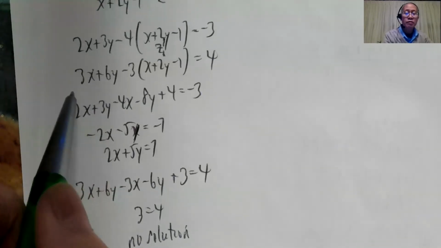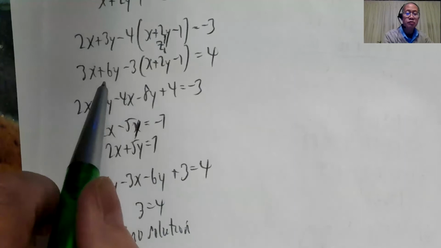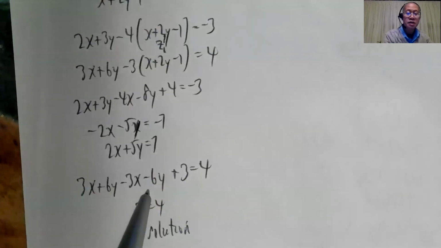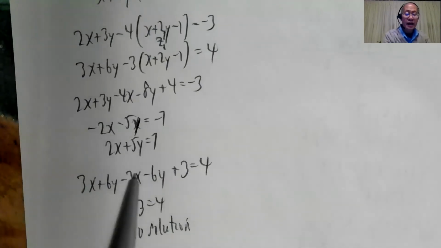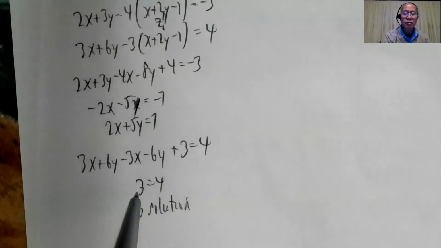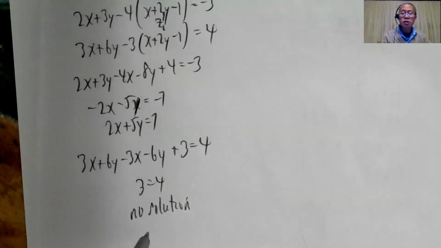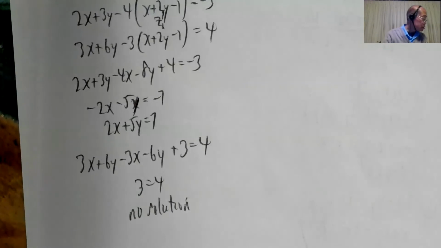The second one, however, did something interesting. 3x plus 6y minus 3x minus 6y plus 3 equals 4. The x's drop out, the y's drop out. I have 3 equals 4. That's a contradiction. So you end up with no solution. Right? So this is how you do some of the 3 by 3s from section 5.2 in this chapter.